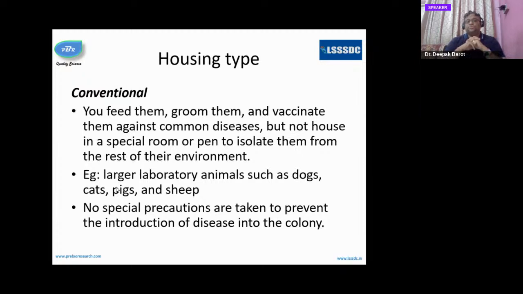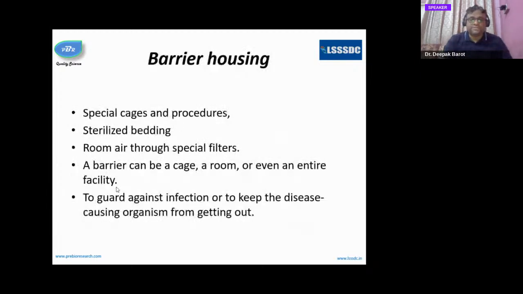So yes, when a conventional system is there, as you can see, we house animals together. So basically, individually, you're not taking any care. So this is what it means. But even today, many of the colleges, many of the institutes, many of the CROs maintain conventional housing systems.